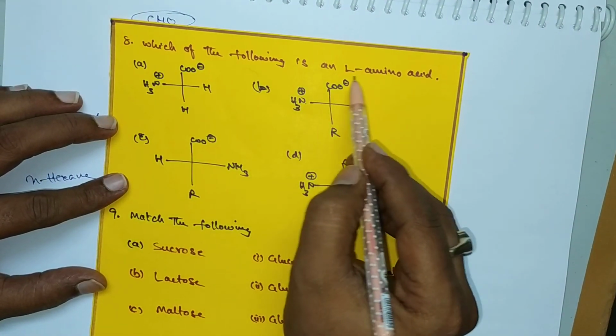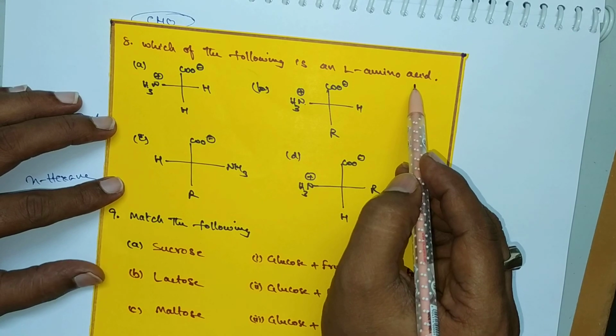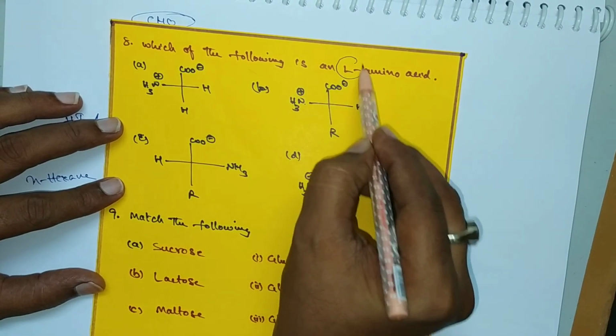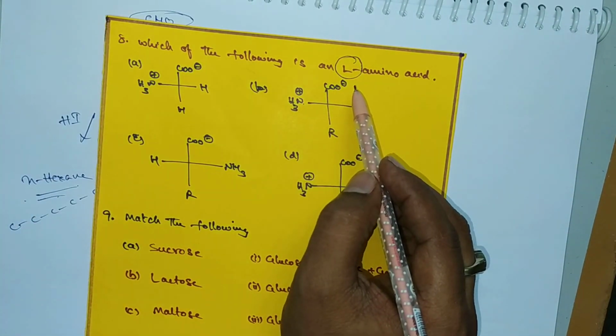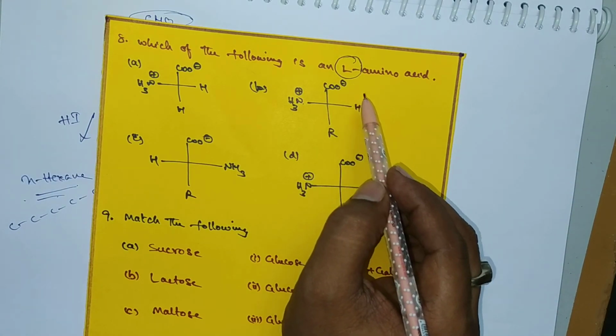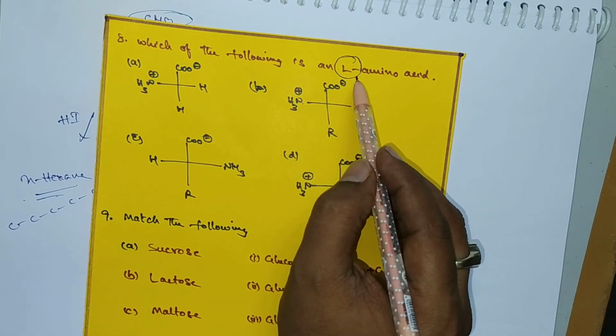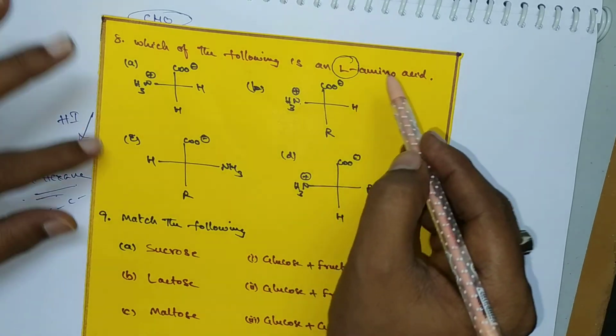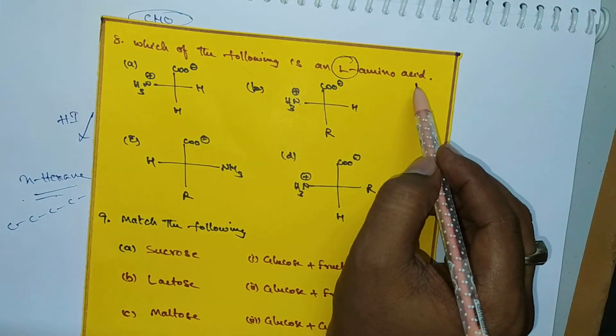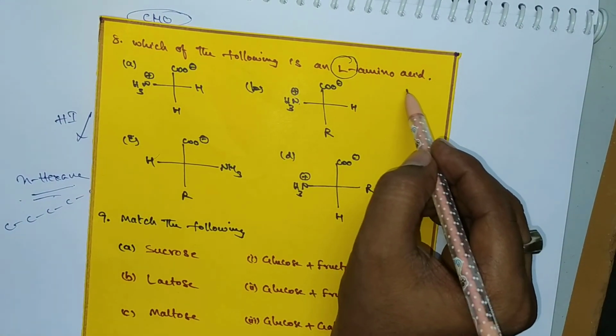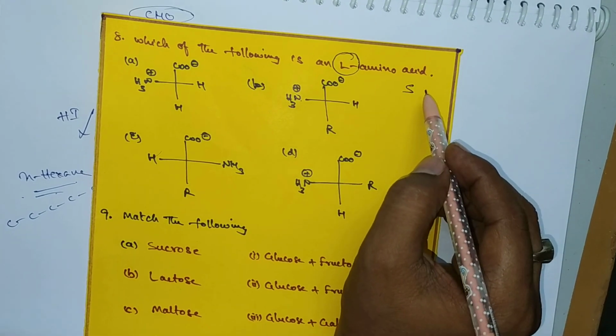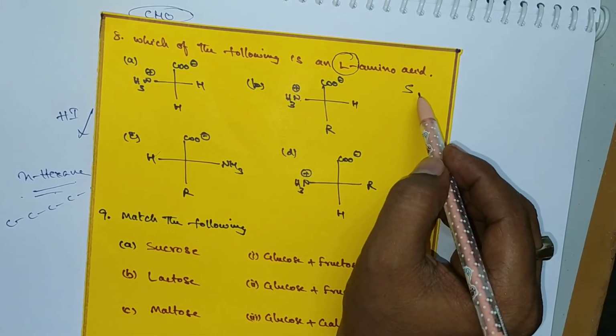So which of the following is an L amino acid? So here he asked to predict the L configuration. So we have to check the RS configuration. So here it is the L configuration. That means we have to convert into S configuration. So here we have to predict RS configuration.